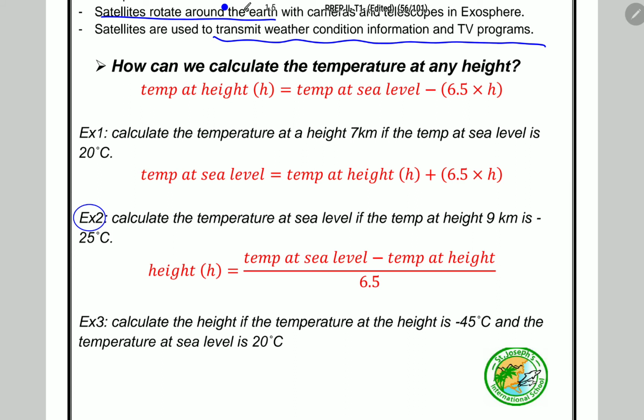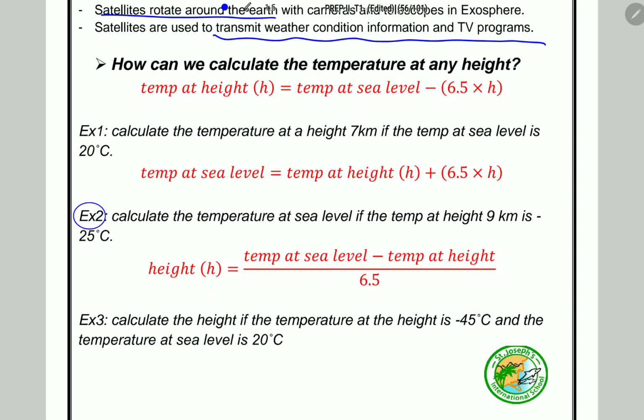The last part of our lesson is how we can calculate the temperature at any height. If you need to calculate the temperature at a height, you have this rule: temperature at sea level minus 6.5 times the height, and the height should be in kilometers. Let's read this problem. The problem says, calculate the temperature at a height of 7 kilometers if the temperature at sea level is 20. So we have to apply the rule.